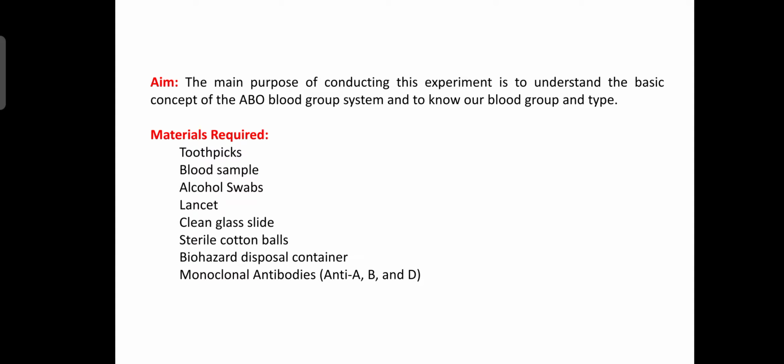Regarding the material requirement, we require toothpicks, a blood sample, an alcohol swab, a lancet, a clean glass slide, sterile cotton balls, a biohazard disposal container, and monoclonal antibodies anti-A, anti-B and anti-D. Anti-A consists of antibody A, anti-B consists of antibody B, and anti-D consists of antibody D or antibody H. These monoclonal antibodies play an important role in the determination of blood groups.